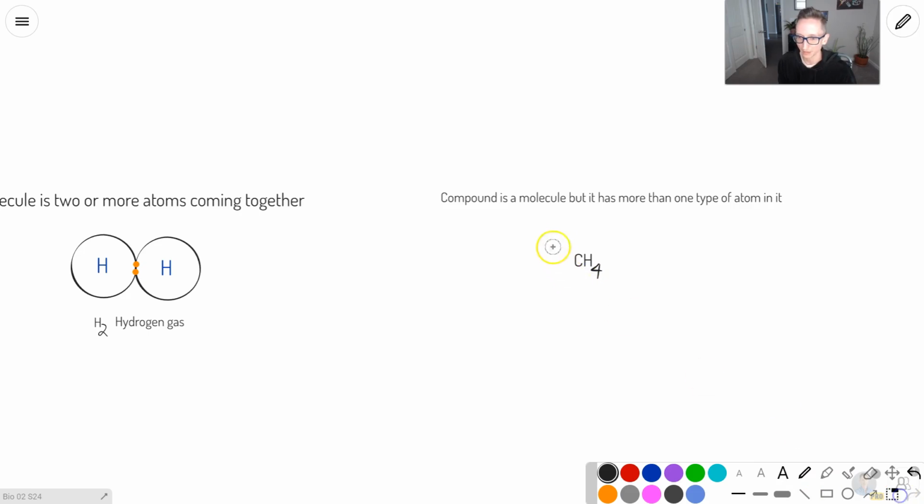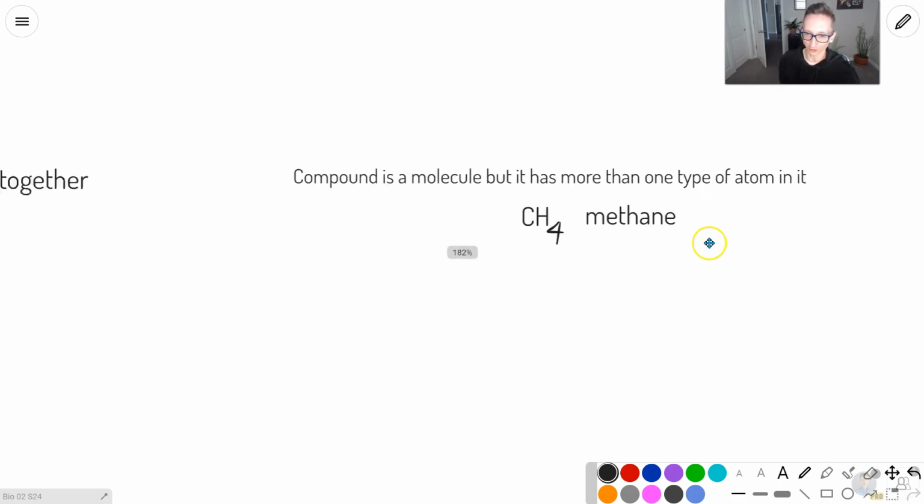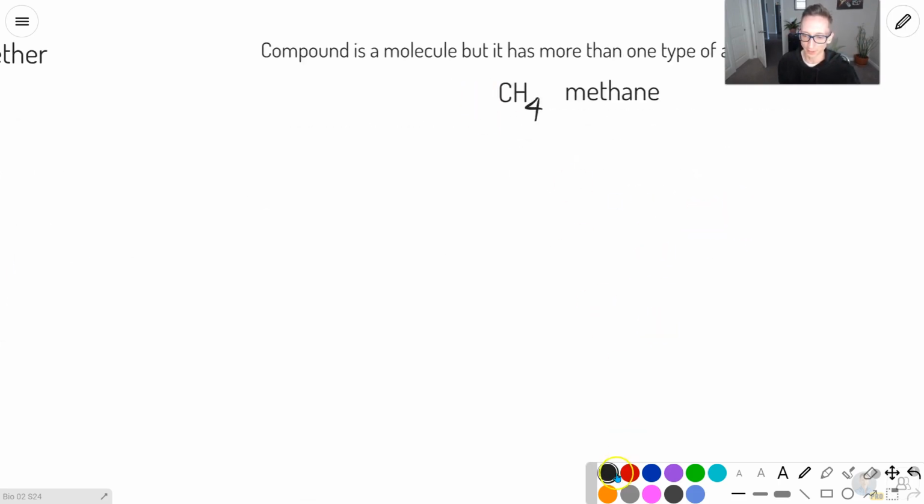And this would be methane. So this is methane. This is what cows burp and we fart. It is a greenhouse gas. It is also highly flammable. And methane is made out of a carbon atom in the center. So we got carbon in the center.